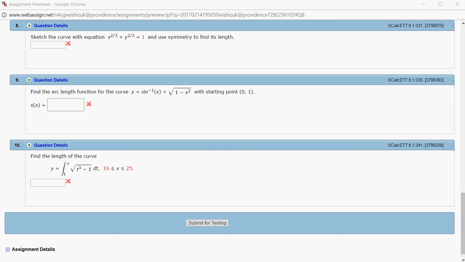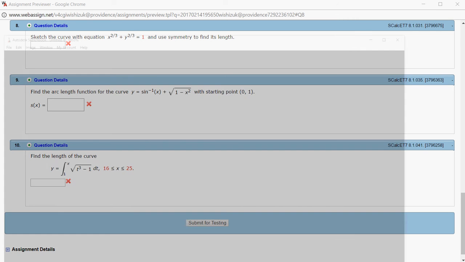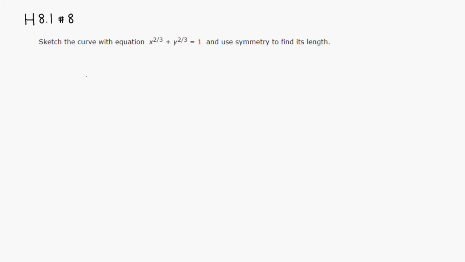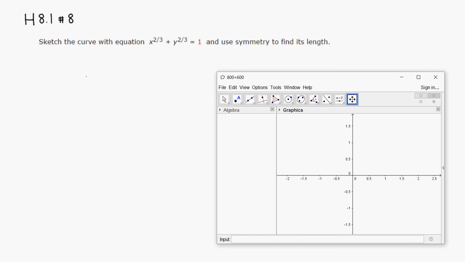Alright, let's look at homework 8.1, problem number 8. We want to sketch the curve with the equation x to the 2/3 power plus y to the 2/3 power equals 1. So let's do that. I'm going to borrow GeoGebra to sketch this picture. Let's type in x to the 2/3 power plus y to the 2/3 power is equal to 1.